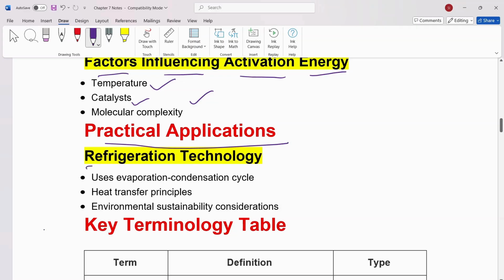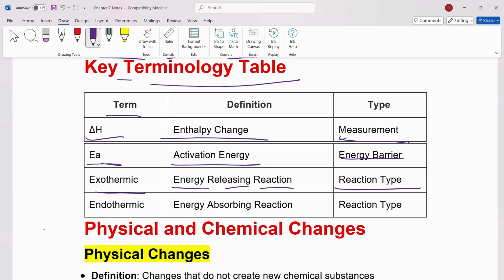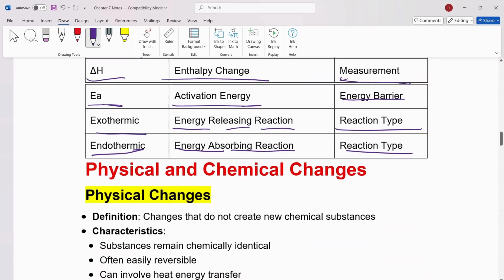Some practical applications, like refrigeration technology, use the evaporation-condensation cycle, heat transfer principles, and environmental sustainability considerations. Now, let's talk about the key terminology table. Delta H means enthalpy change and it is a type of measurement. EA is activation energy and the type is energy barrier. Exothermic is an energy releasing reaction, it is a type of reaction. And endothermic is an energy absorbing reaction, also a type of reaction.